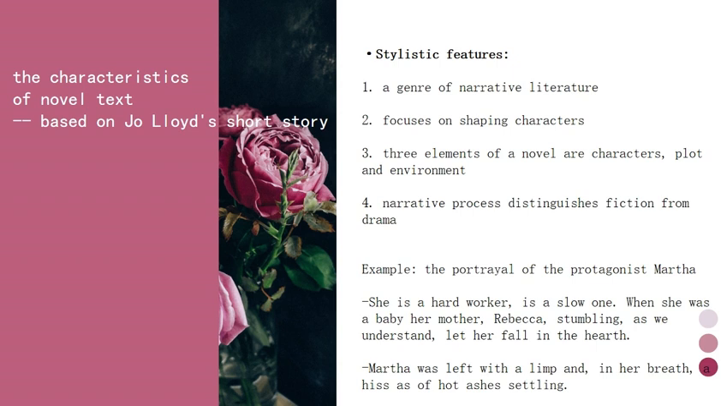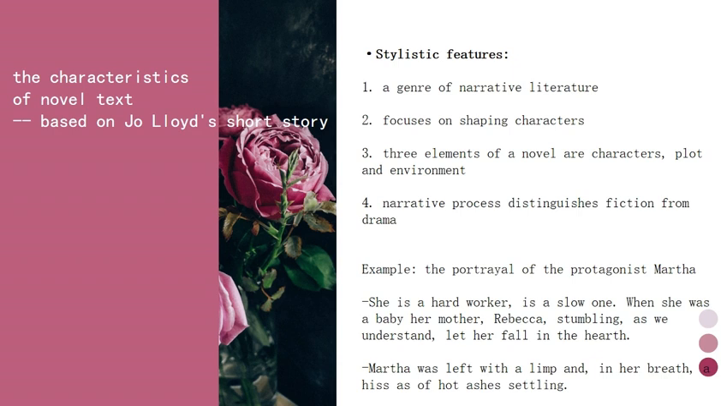Novels, whether short novels or long ones, have one thing in common. It's a genre of narrative literature, which focuses on shaping characters and reflects social life by displaying short plots, using various narrative methods, and describing specific environments. The 3 elements of the novel are characters, plot, and environment. And narrative process is an important feature that distinguishes fiction from drama.